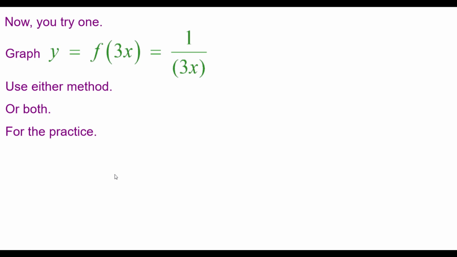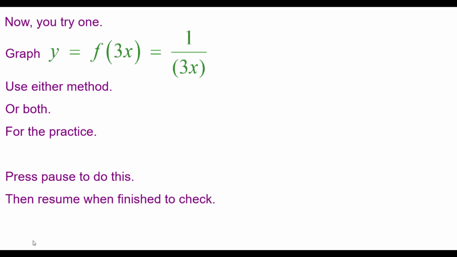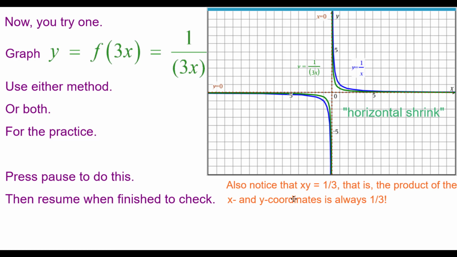Now you try one. Graph y equals 1 over the quantity 3x. Use either method or both for the practice. Press pause to do this and then resume when you're finished to check your answer. And here is your answer.